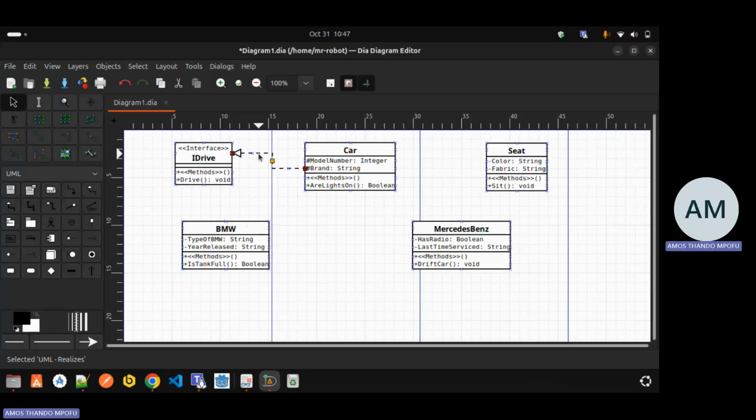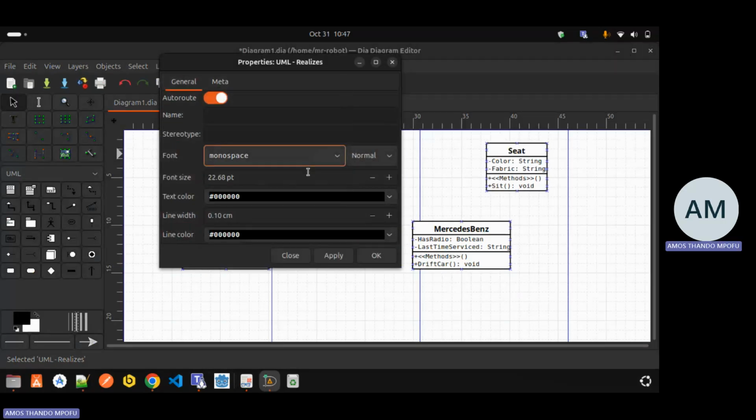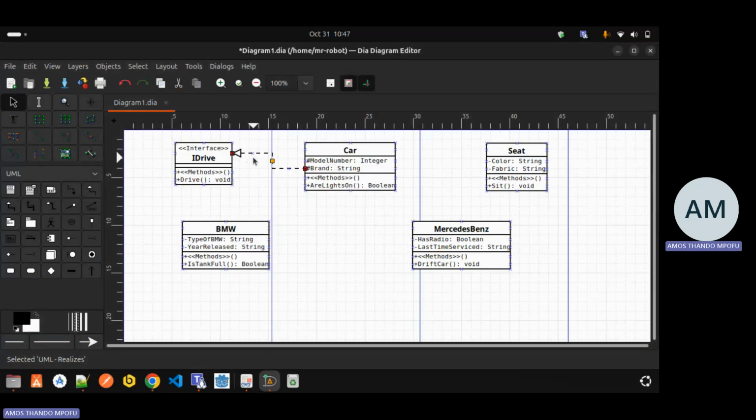Let me just double click. That's fine. I'm not sure if this is correct. Let me see. This implements. Nah, it's wrong. It has to be this way. Yeah, I think I'm sure now. So this implements this. Basically, this is like a part of that. Sort of like inheritance. You see that it looks like inheritance, right? And it's dotted to denote that there's an interface.